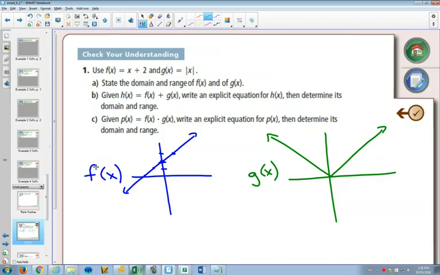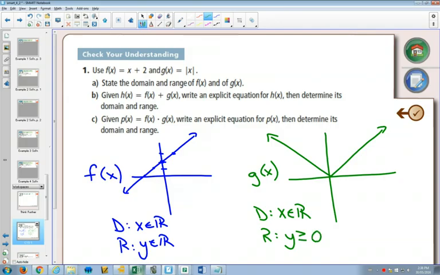Domain and range of each of them. So my domain of my line is everything. My range is everything. Domain of my absolute value graph is everything. Range is just where y is greater than or equal to 0.